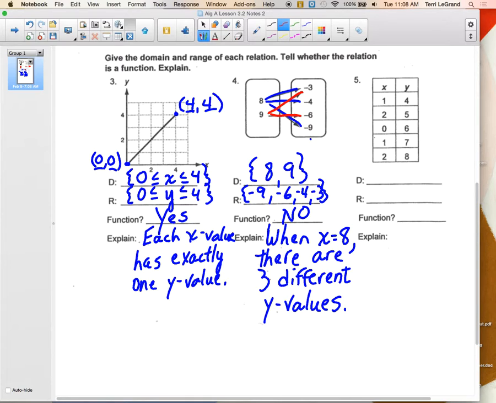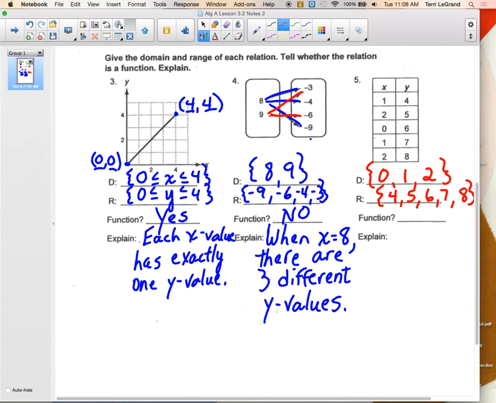Okay, and our last one. What's our domain? Go ahead, class. 0, 1, and 2. Oh, that's a class, all right. Cody. Use your voice boxes. Range. 4, 5, 6. And then we got Michaela. Okay, 4, 5, 6, 7, and 8. Is this a function? No.